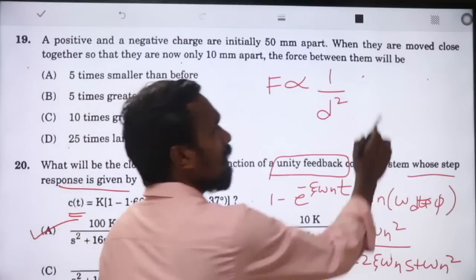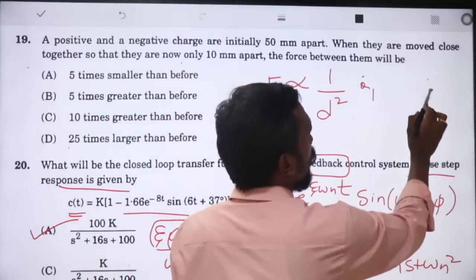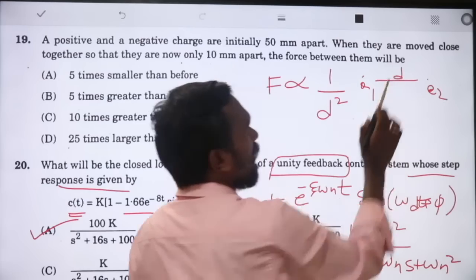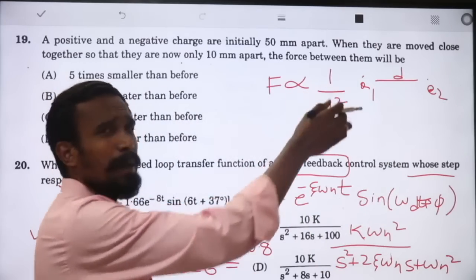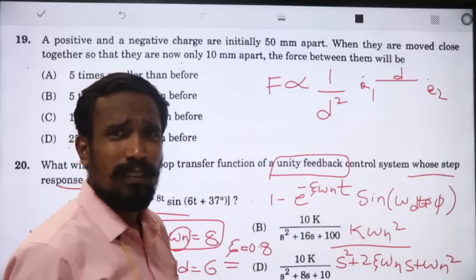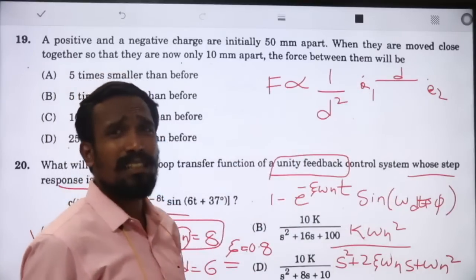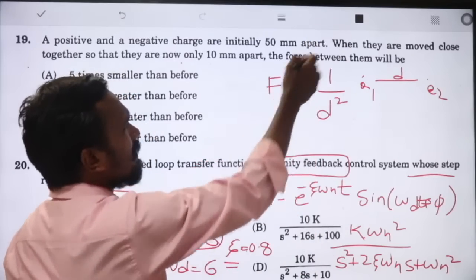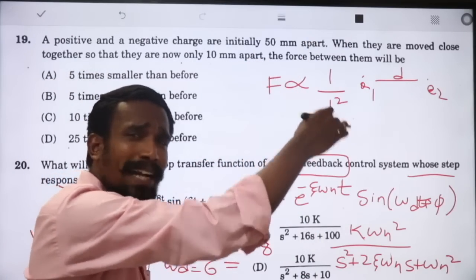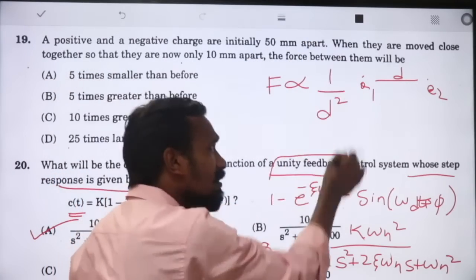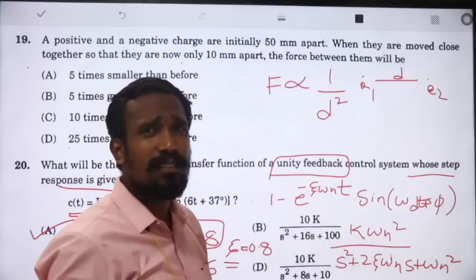Yes or no, guys? This is Q1, Q2, and the distance is, for example, D. The force is directly proportional to Q1 Q2 and inversely proportional to distance square. If the distance increases, the force between those 2 point charges will decrease. If the distance decreases, the force will increase. It's a very easy question.